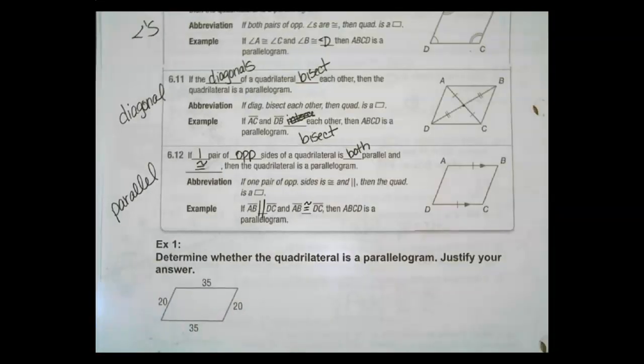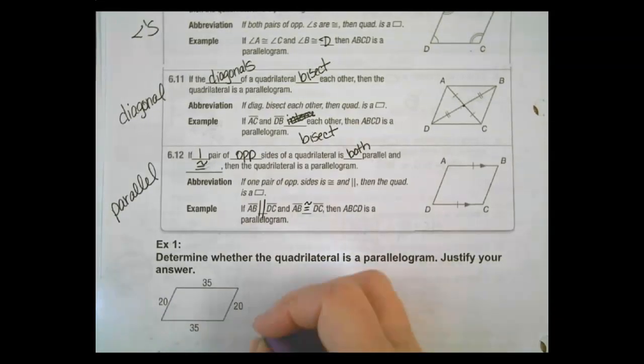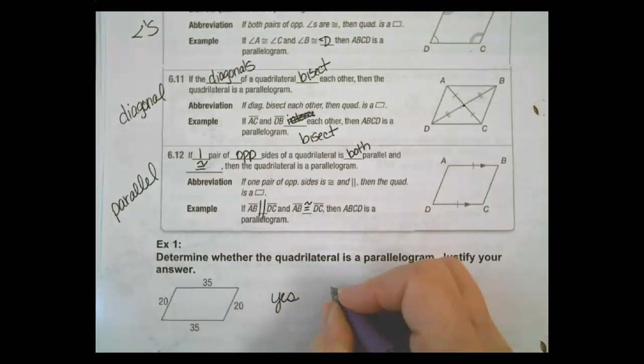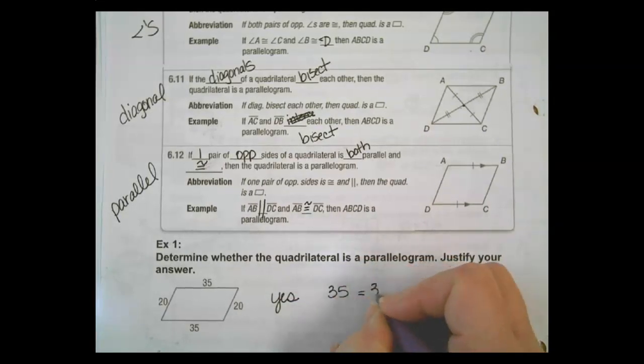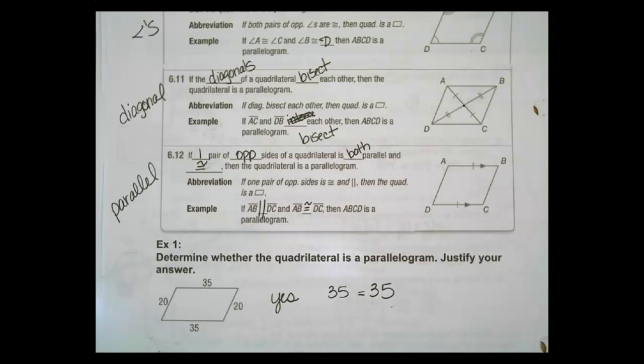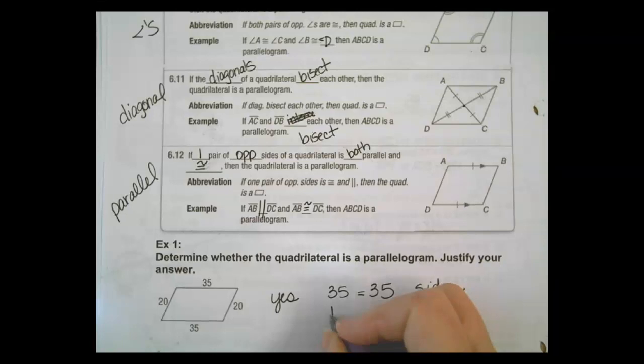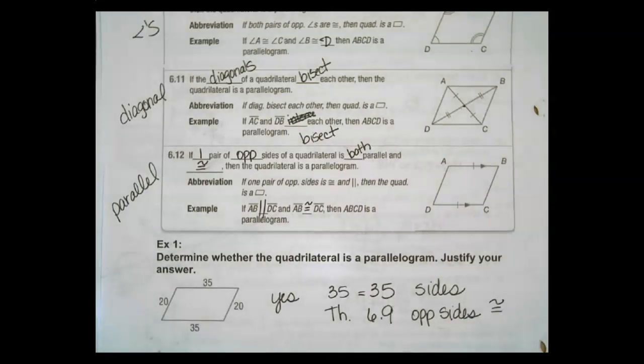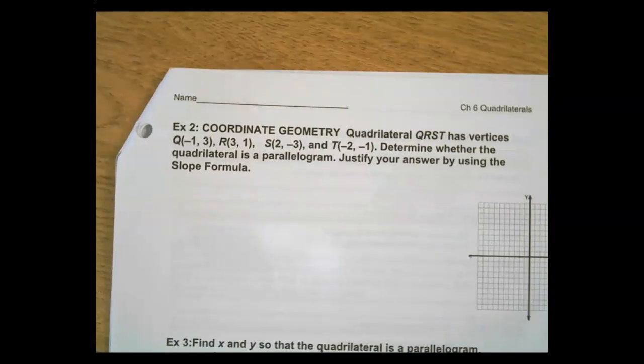Awesome. Okay, so is this a parallelogram? Yes. Because of the opposite sides, we have 35 is equal to 35, and those are opposite sides. So that has to do with sides. So that's theorem 6.9, which is opposite sides. That one was easy. I think this one's going to be pretty easy.